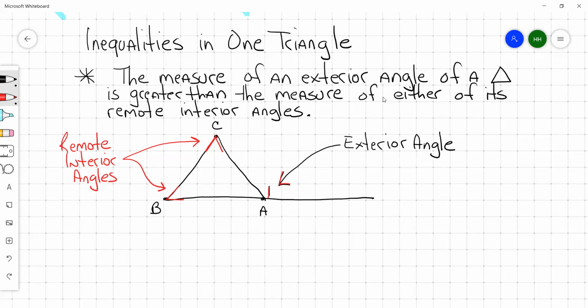I can remember that because I think of remote like the remote control for the TV. You can control the TV from far away. So these are the far away angles from angle 1. They're the two angles the furthest away, and they're on the inside of the triangle. So the measure of angle 1 is equal to the measure of angle B plus the measure of angle C.